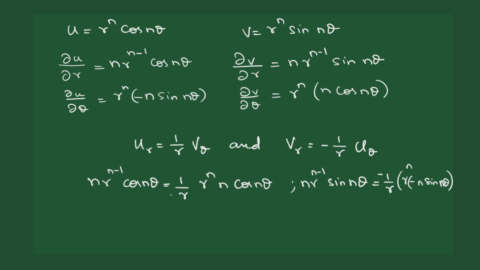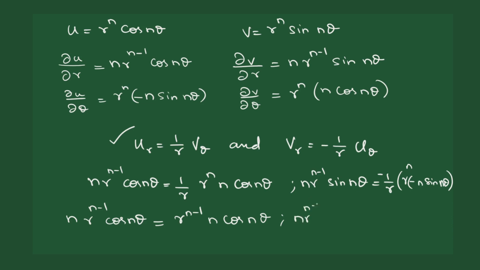If we notice here, n r^(n-1) cos nθ is equal to this: 1/r into r^n can be written as r^(n-1). Clear? Into n into cos nθ. So both the left hand side and the right hand side are the same. So the first equation is satisfied.